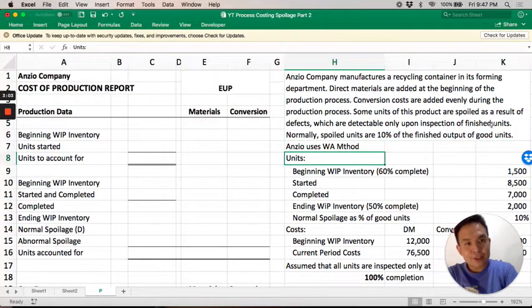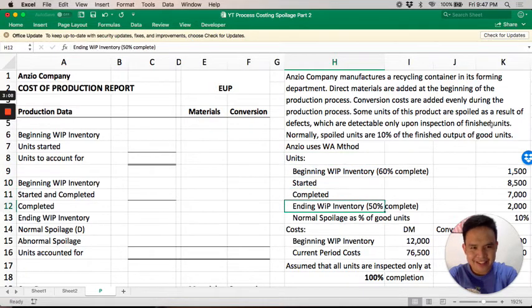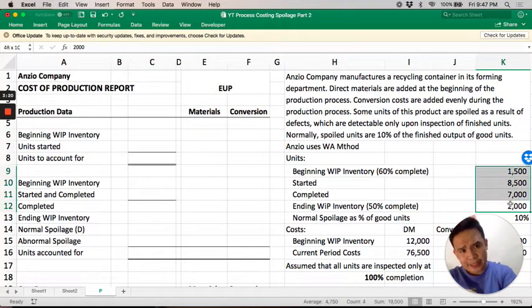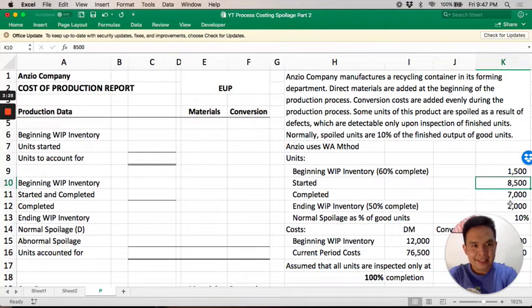So, let's look at the data. Units data as usual. Beginning started, completed ending units. Lagi yung nandyan. Beginning started is 1, 5, and 8, 5. Completed and ending, sabi dito 7 and 2. If you look at these 4 numbers, pwede mo na actually malaman kung ilan yung nawala. Ang pumasok beginning and started ay 10. Kapag dating sa dulo, yung completed 7 tsaka 2, so 9 lang. So it's clear already that there's 1,000 spoilage. Ang question na lang doon kung ilan yung normal tsaka abnormal.